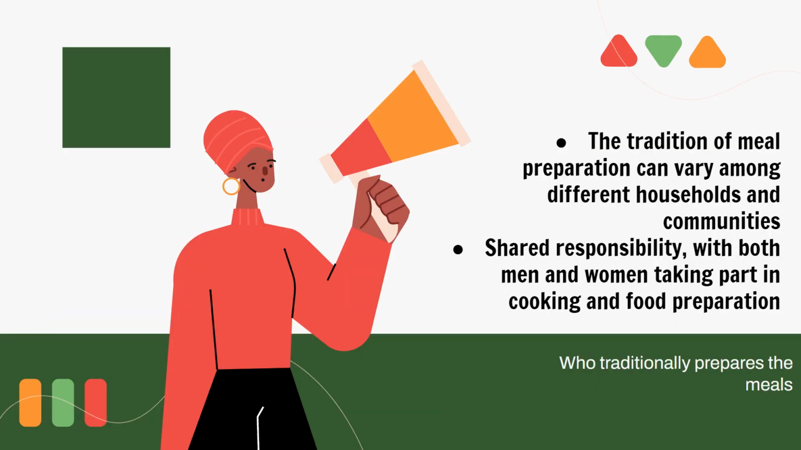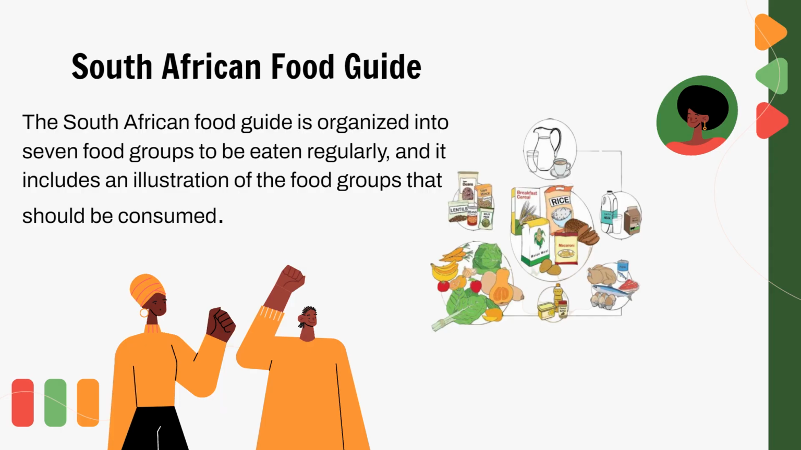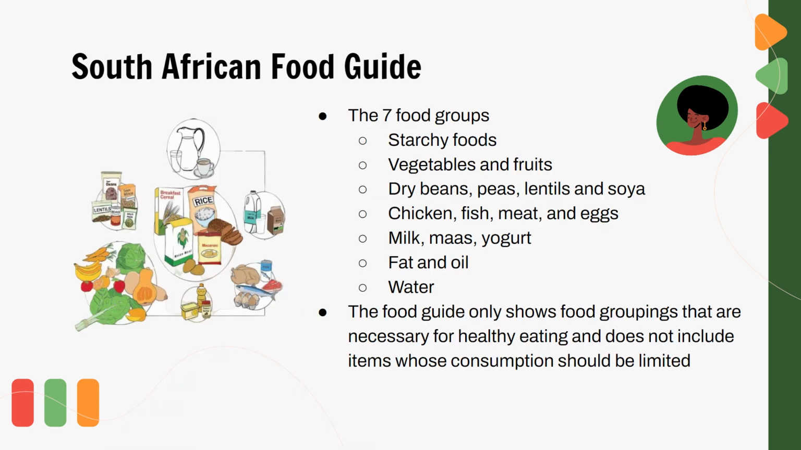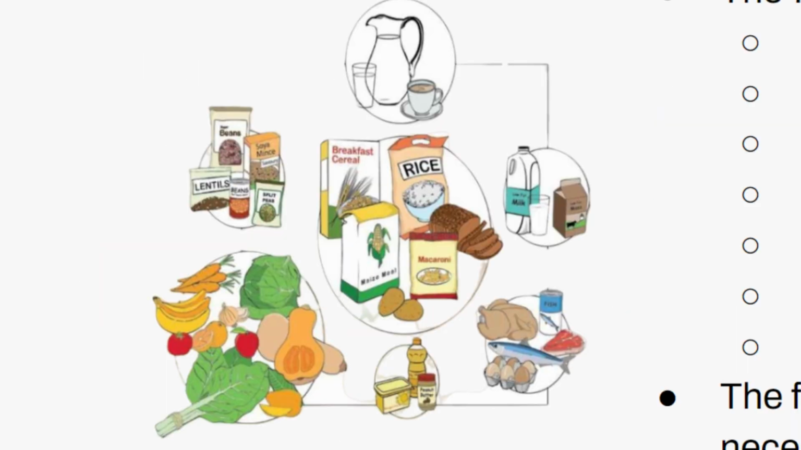Meal preparation in South Africa is often a shared responsibility, with both men and women contributing to various stages of cooking. Moving on to the food guide, South Africa's food guide advocates for a balanced and nutritious diet. This food guide specifically emphasizes 7 essential food groups: grain, fruits, vegetables, meat, dairy, fats, and oils are represented. The food guide is organized with visual representations of the 7 food groups, encouraging regular consumption for overall health and well-being.